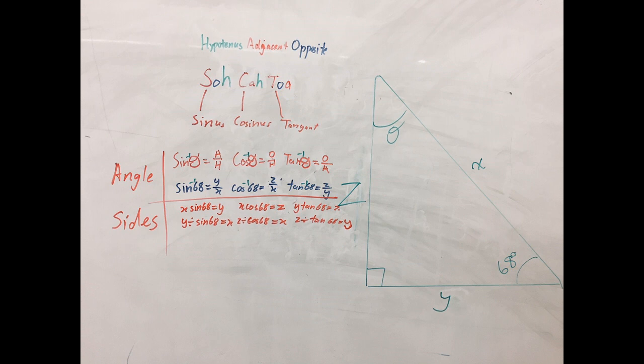SOH stands for sinus, opposite, hypotenuse. CAH stands for cosinus, adjacent, hypotenuse. TOA stands for tangent, opposite, and adjacent.